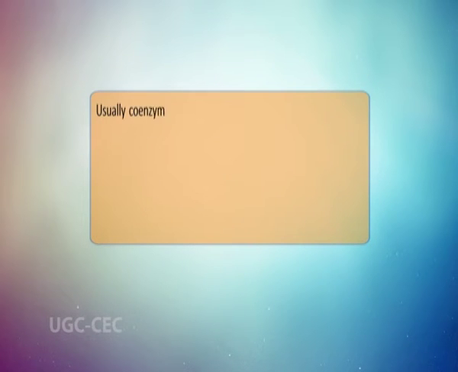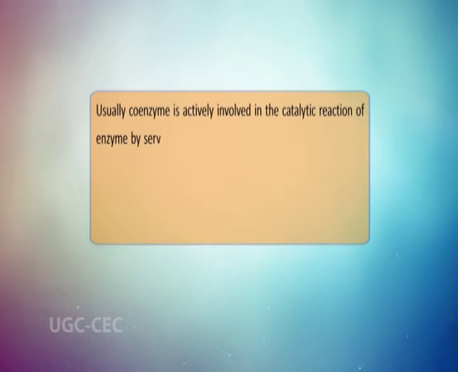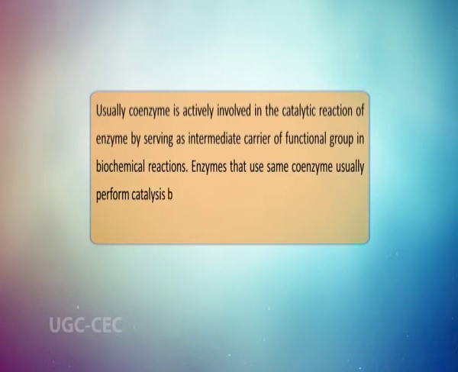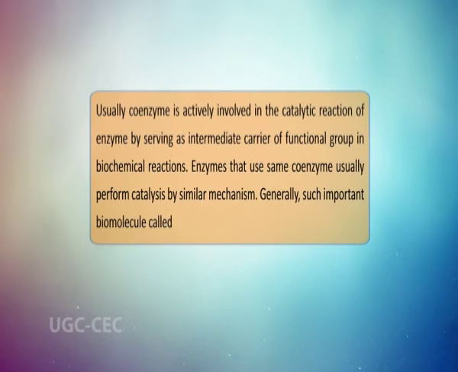Usually, coenzyme is actively involved in the catalytic reaction of enzyme by serving as intermediate carrier of functional group in biochemical reactions. Enzymes that use the same coenzyme usually perform catalysis by similar mechanism. Generally, such important biomolecules called coenzymes are derived from B vitamins.